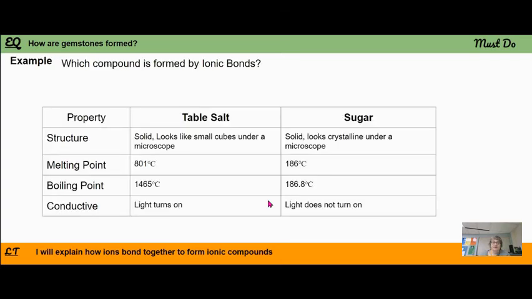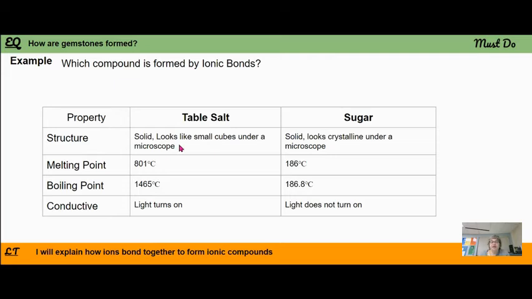So let's look at these two things: table salt and sugar. Which compound forms an ionic bond? Regular table salt, sodium chloride, is solid. It looks like small cubes. If you look at it under a magnifying glass or a microscope, you might see it has little tiny cubes.